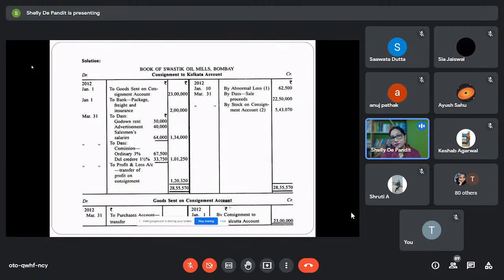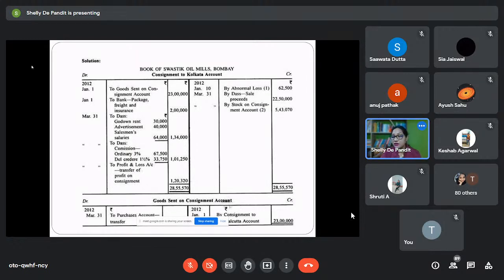And do not forget to put debit and credit. It is a very good practice to write. And date columns are given, so you write down the dates. Now come to the first one. So what was the first thing? The first thing is that goods sent on consignment, right? So how many goods were sent?